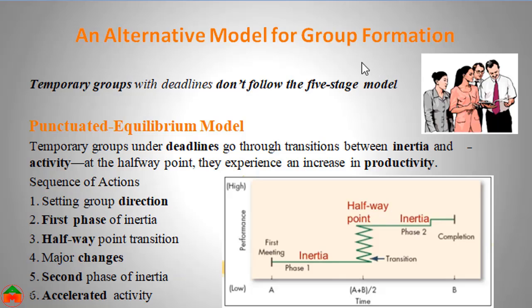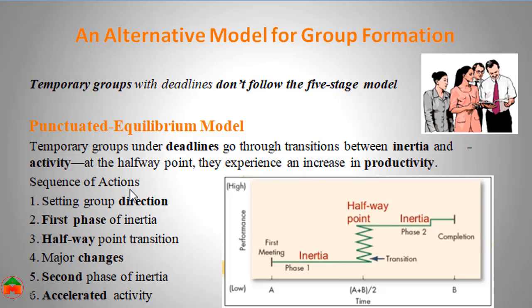An alternative model for group formation. In the temporary groups, there are deadlines which don't follow the 5-stage model. We can see the punctuated equilibrium model is another alternative model for group formation. The punctuated equilibrium model shows that temporary groups under deadlines go through transition between inertia and activity. At the halfway point, they experience an increase in productivity.